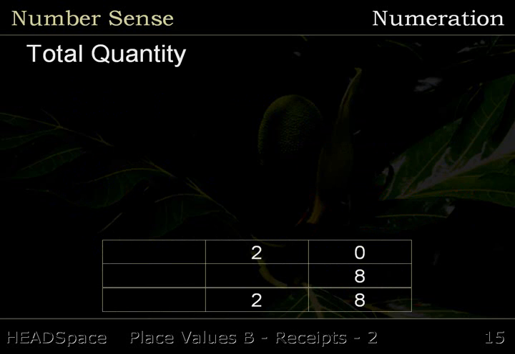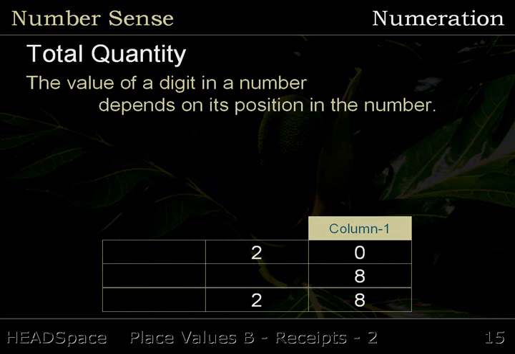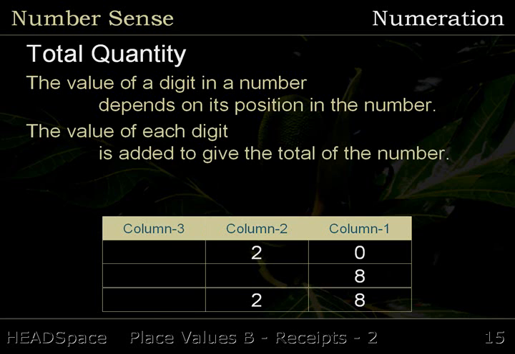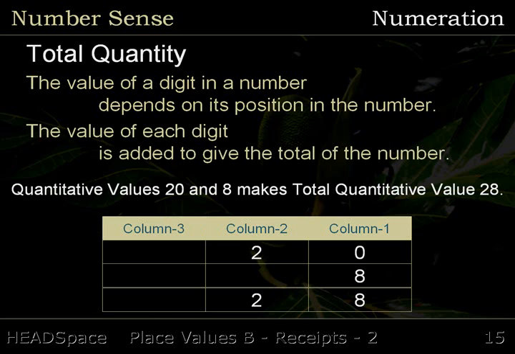Total quantity. The value of a digit in a number depends on its position in the number. The value of each digit is added to give the total of the number. Quantitative values 20 and 8 make total quantitative value 28.